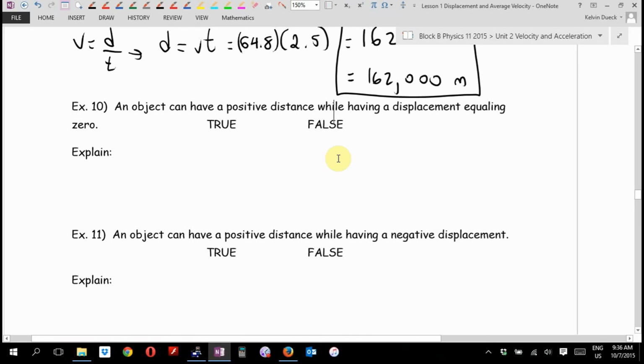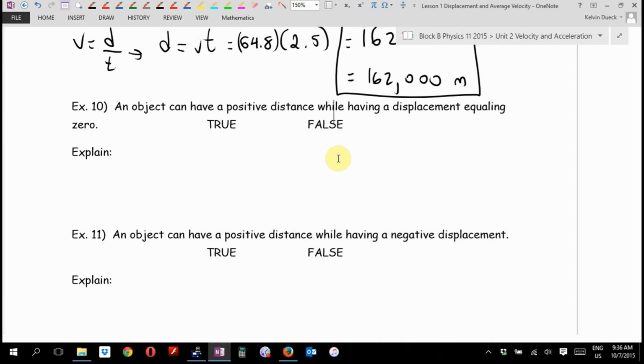True or false? An object can have a positive distance while having a displacement equaling 0. True or false? You know what? We're going to vote. How high you hold your hand up is how sure you are of the answer. I'm positive! I'm pretty sure. I'm only voting because Dueck is looking around and he'll make fun of me if I don't have the guts to vote anything. And he will!